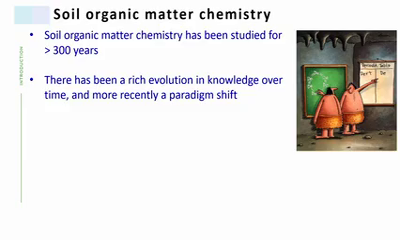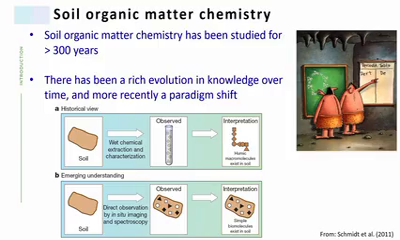Because of that, soil organic matter has been studied for a really long time, over 300 years. You can actually go back into the literature and read all about it, and there has been a really interesting evolution of knowledge in terms of what is the chemistry, how reactive is this material. Now, more recently, we've undergone a complete paradigm shift in terms of what soil organic matter is actually made of. And that's highlighted in this figure from a review in Nature from 2011.